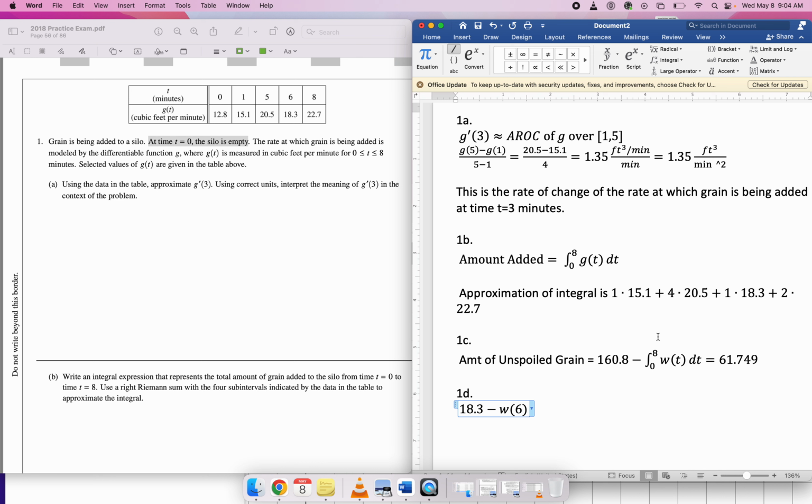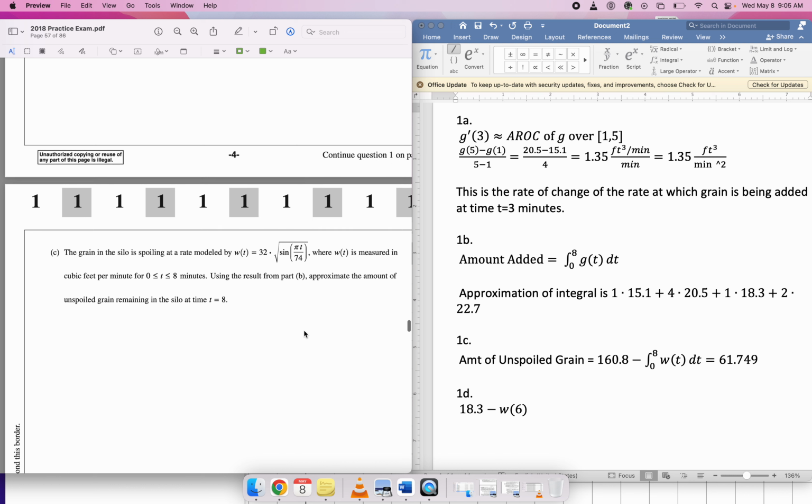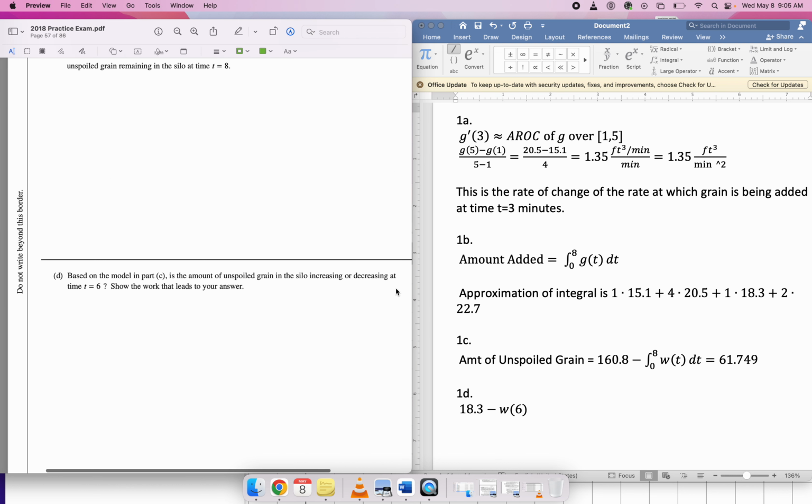And so I think that if this figure is negative, then the rate at which grain is spoiling is greater than the rate at which new grain is being added. So overall, the amount of spoiled grain would be increasing.